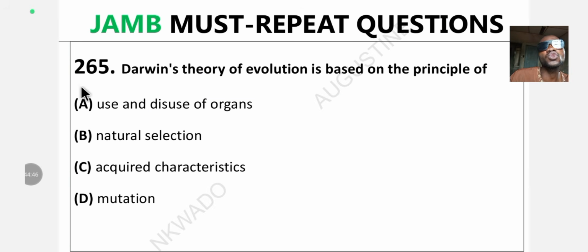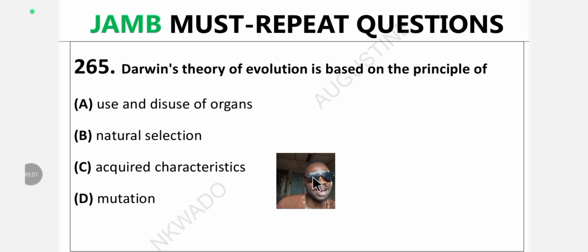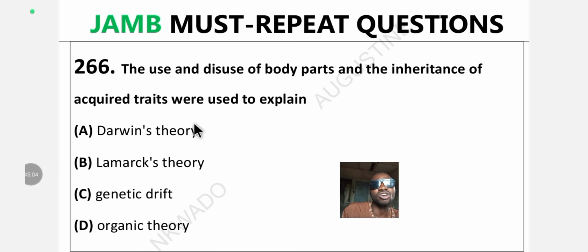JAMB must-repeat questions. Question 265. Darwin's theory of evolution is based on the principle of what? A. Use and disuse of organs. B. Natural selection. C. Acquired characteristics. D. Mutation. What's the answer? This is so easy. I already taught this. Do not disgrace me. Give me that answer in the comment section.